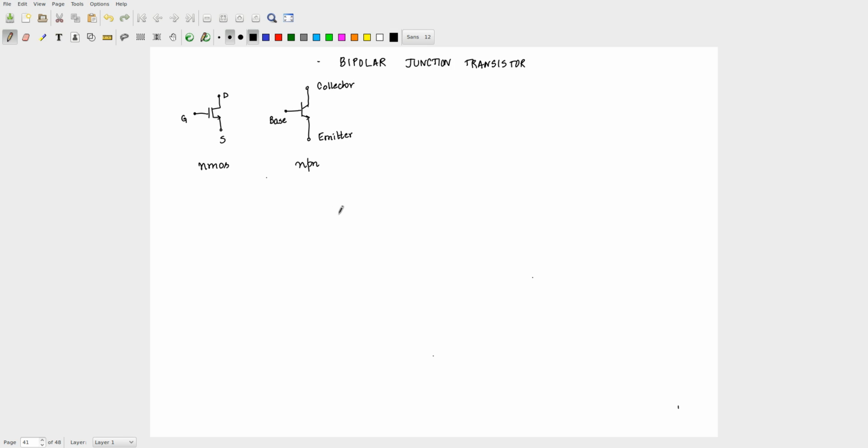Okay. So, the NPN refers to the fact that in its construction you actually have an N region, a P region and another N region, where this is the collector, that is the base and this is the emitter. Okay. You will understand why this kind of structure gives you the kind of performance and all of that later. Okay. So, what we are interested in are the terminal characteristics.